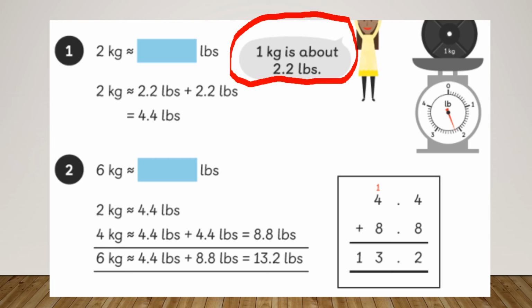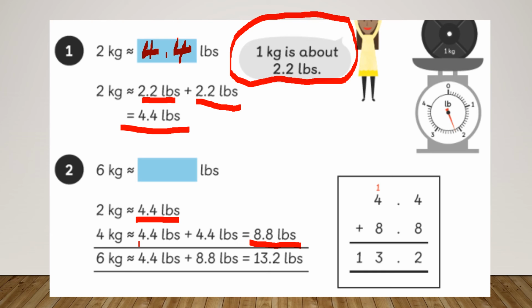So we can work out if 1 kilogram is 2.2 pounds, 2 kilograms is the same as 2.2 pounds add 2.2 pounds, which gives us 4.4 pounds. Okay, so that's the first step. Okay, so 2 kilograms is 4.4 pounds. Okay, so 6 kilograms then. We've already worked out what 4 kilograms is here, and it gives 8.8.